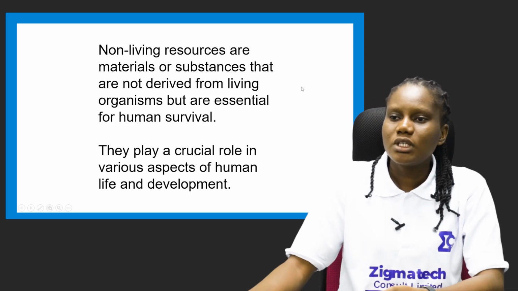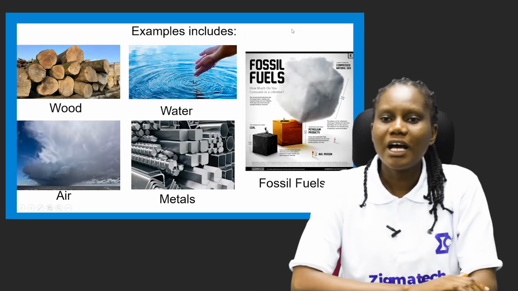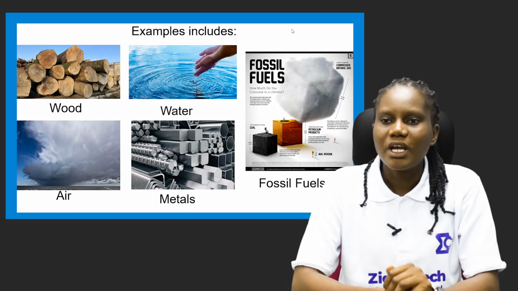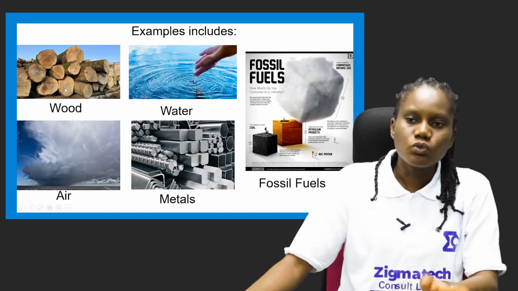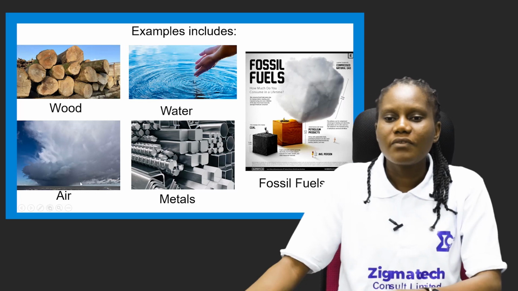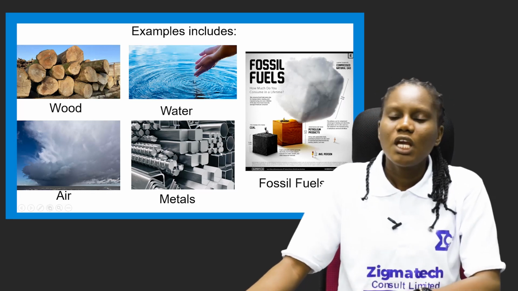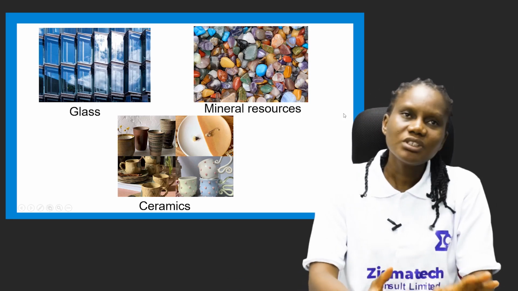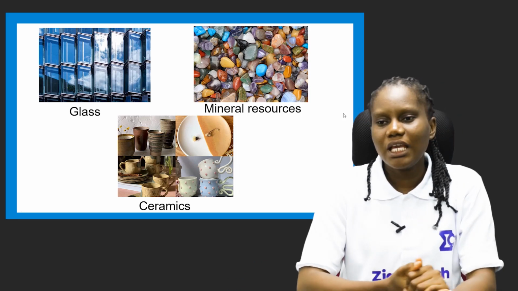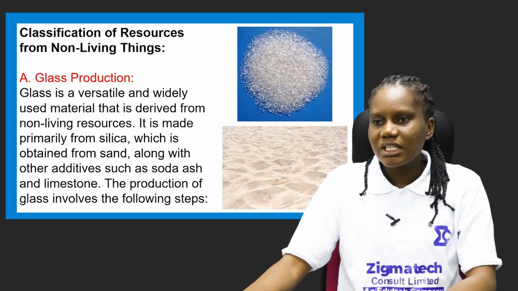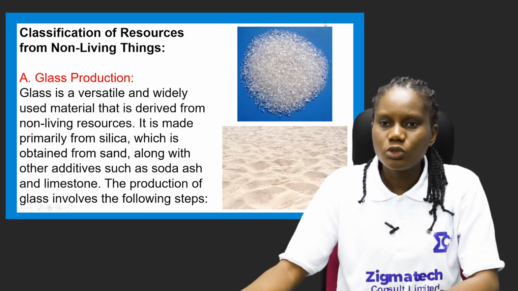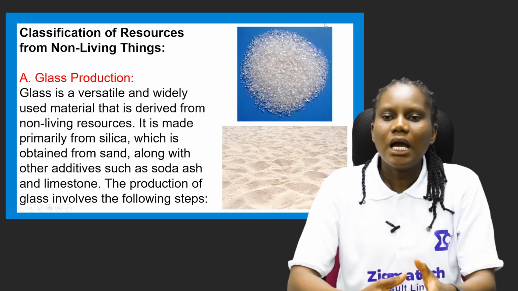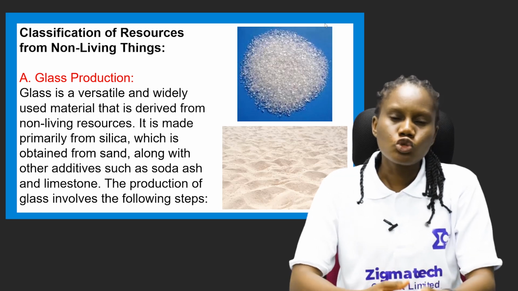Very quickly, we're going to look at some of these examples. We have wood, we have the tree, you can see on the slide the wood, we have water, we have air, we have metals, and we have fossil fuel. We also have glass, mineral resources, and ceramics. So we're going to take them one after the other. We're going to look at their production and how it is useful to man.